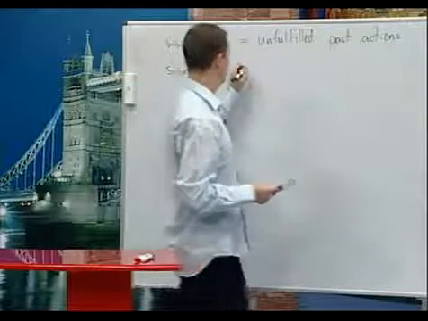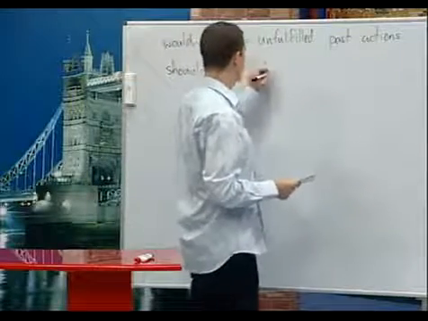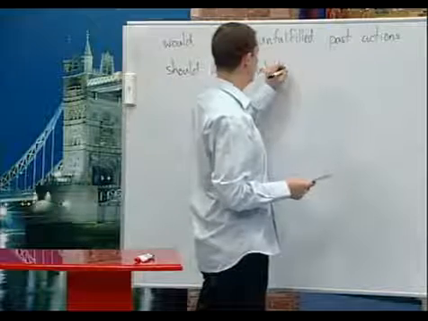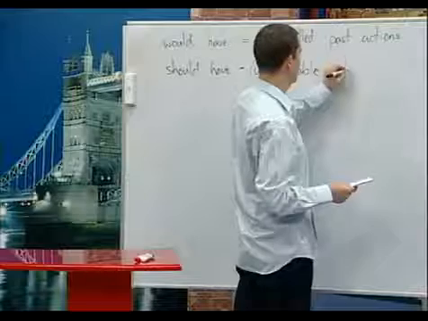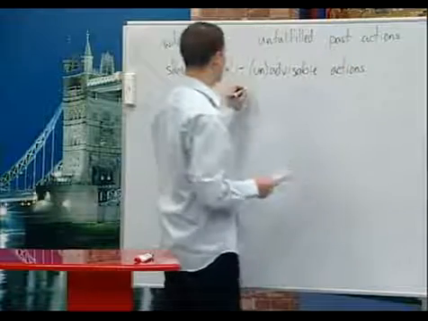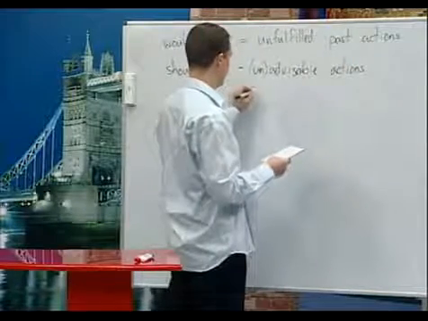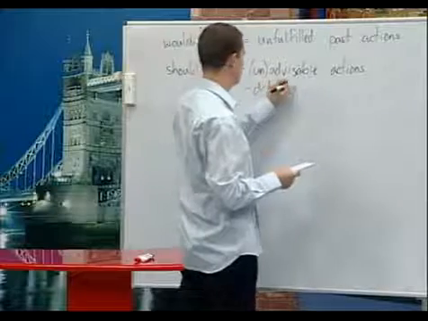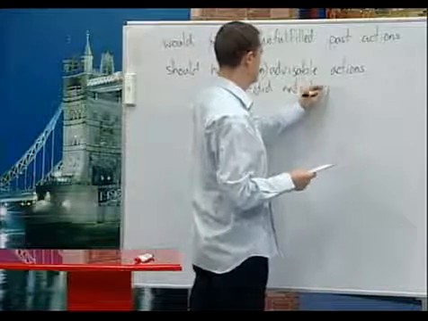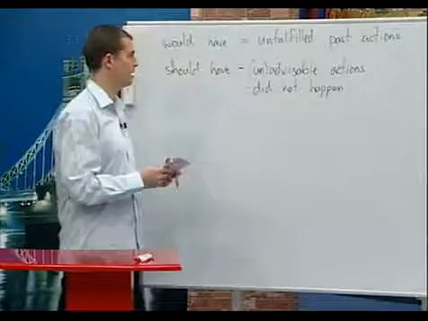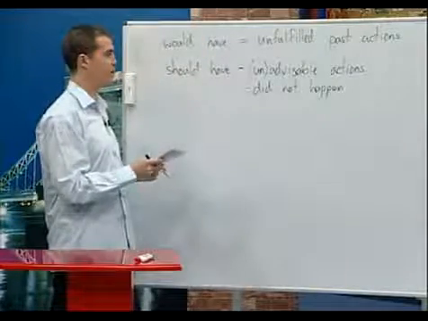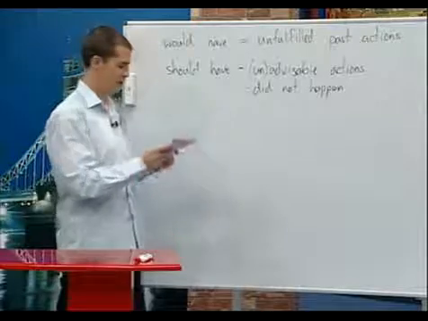Should have refers to advisable or unadvisable actions, and these actions did not happen. So something that did or didn't happen, you should have done it. A good idea in the past or a bad idea in the past, but it didn't happen.